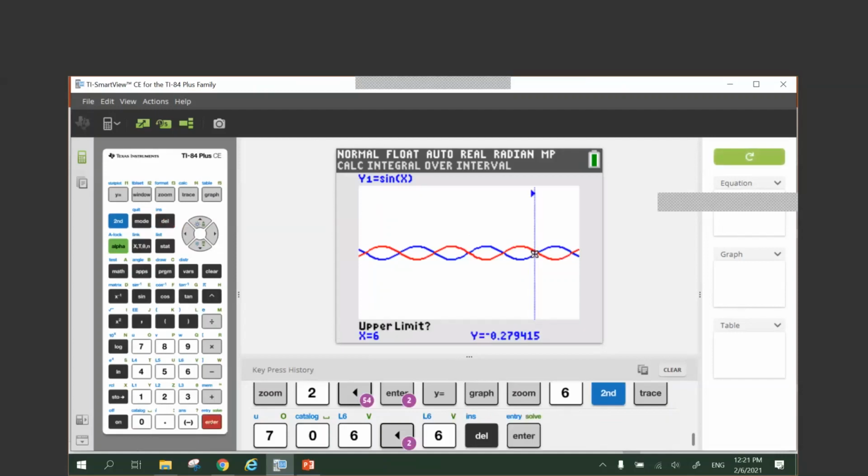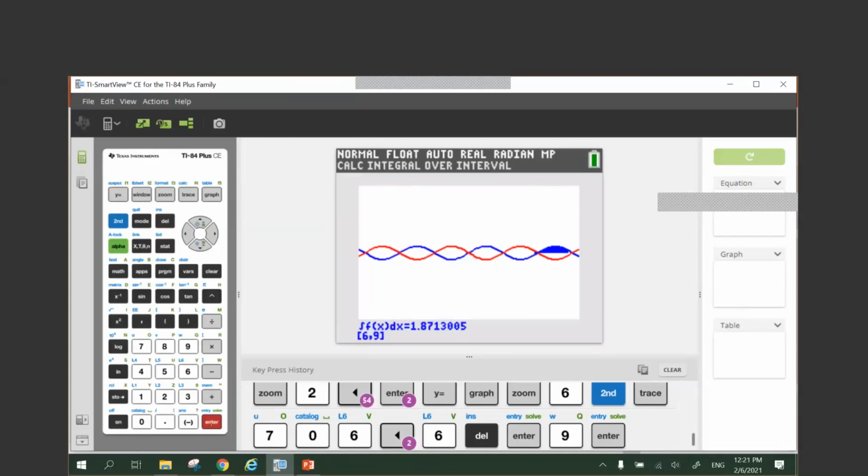Yeah, just now I didn't press enter. You see, remember to press enter. So my upper limit now is 6. My lower limit was 6. Now I have to choose the upper limit. Just now I forgot to press enter. Say 9. So they will shade with respect to the x-axis.